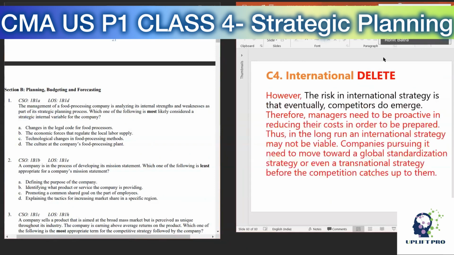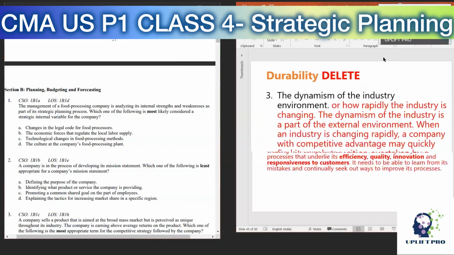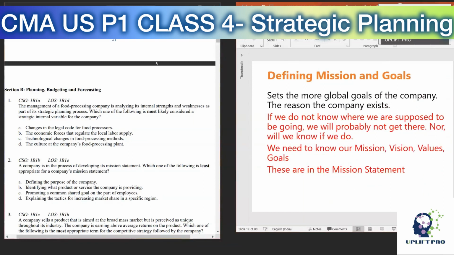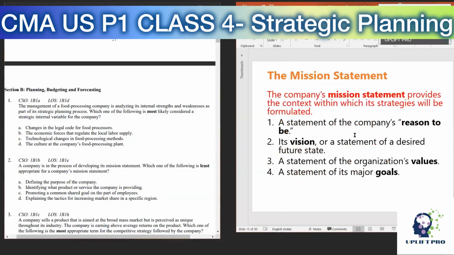Okay. So let us go back and let us understand. See, this is what it says. Defining missions and goals. So what does it include? We need to know our mission, vision, and values and goals. That is what defining mission and goals is. Mission includes values. So why do you say that explaining the tactics for increasing market share in a specific region is a vision? Why do you say it is a vision? It isn't a vision, isn't it? It is still included as a part of the goal. See?